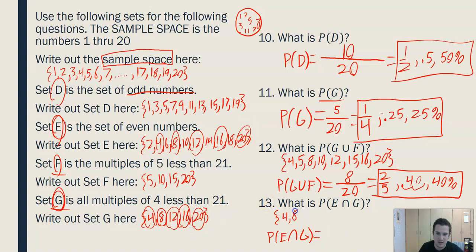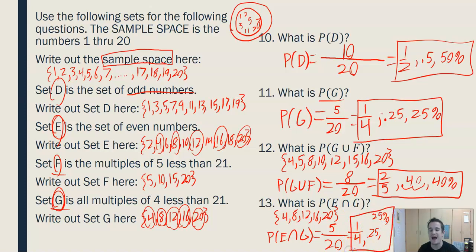So 4, 8, 12, 16, 20. There are 1, 2, 3, 4, 5 total possible numbers in set E and set G in that intersection, out of a total of 20 possible outcomes. So 5 divided by 20, as a fraction, I can write that as 1/4, just like I did up here. 5 divided by 20 is 0.25 or 25%. So there's a 25% chance that, out of my pool of numbers between 1 and 20, I would draw a number that is an even number and a multiple of 4.